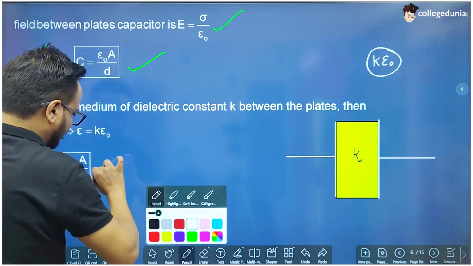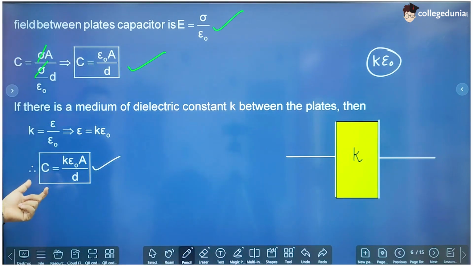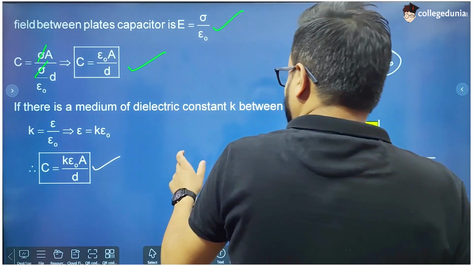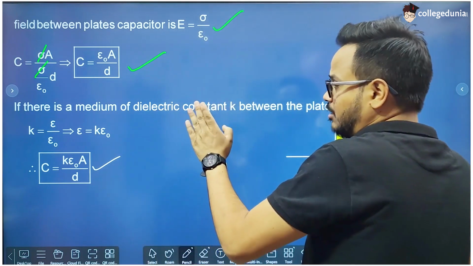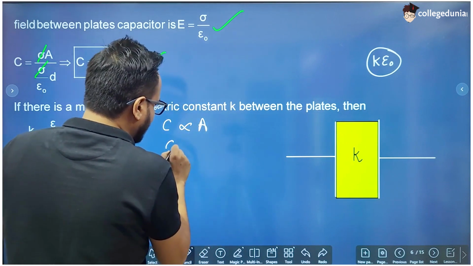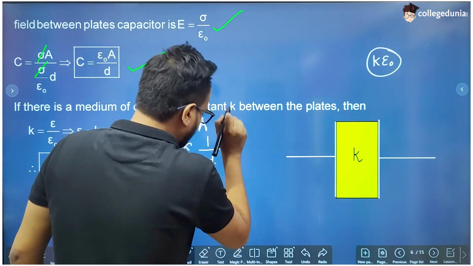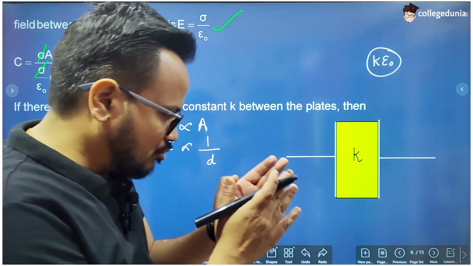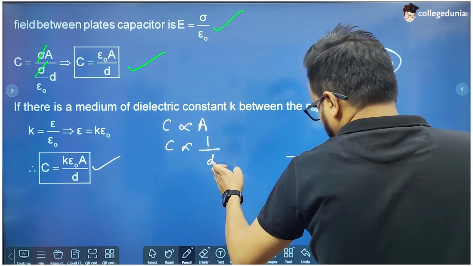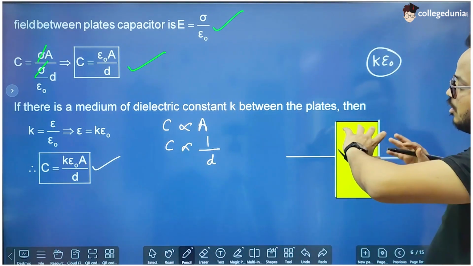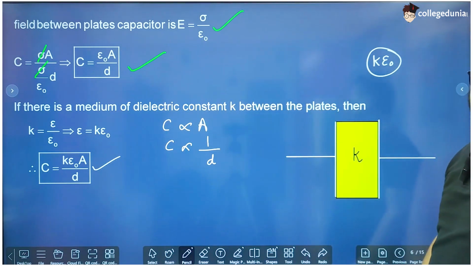So if there is some medium between the plates of the capacitor, then the capacitance of the capacitor is K epsilon naught A by D. So simply the capacitance of a parallel plate capacitor is directly proportional to the area of the plates, and it is inversely proportional to the distance between the plates. If the plates are closer, then D decreases, so C increases, so capacitance will increase. And if the area of the plates increases, then obviously again the capacity will increase. Right?